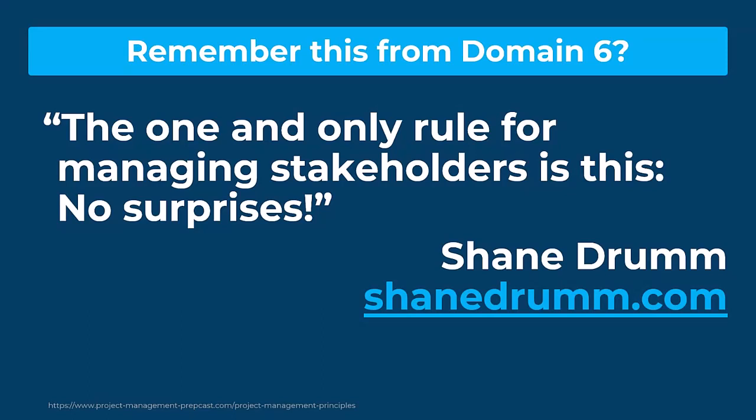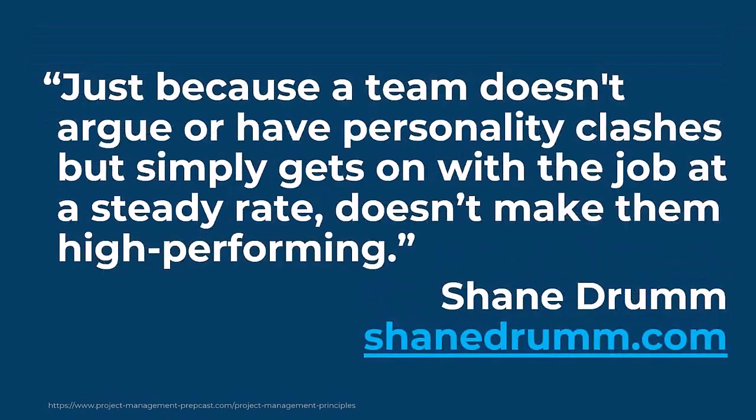And Shane, by the way, he also has something to say about our domain right here, because this domain is about understanding variances and making sure that our team, now we're tying it back into the team domain, that our team is acting on the information. He says this: just because a team doesn't argue and doesn't have personality clashes, but simply gets on with the job at a steady rate, doesn't make them a high-performing team. Okay? So if that doesn't, what does make a team high-performing?